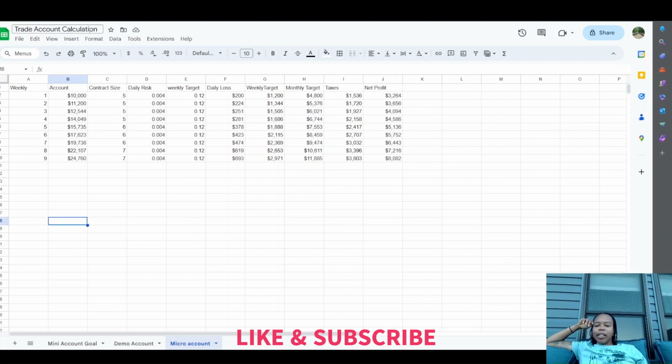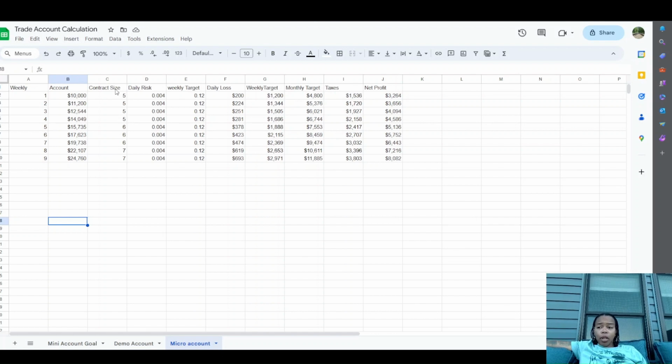All right, so I've got my trade calculation sheet up here, and this one is my micro. I'm adjusting my original thought process. I'm thinking about starting with 10K instead of 20, so I can have some additional money in savings for vacations and things. If I start by funding myself with 10K, I'm going to start with 5 micro contracts.